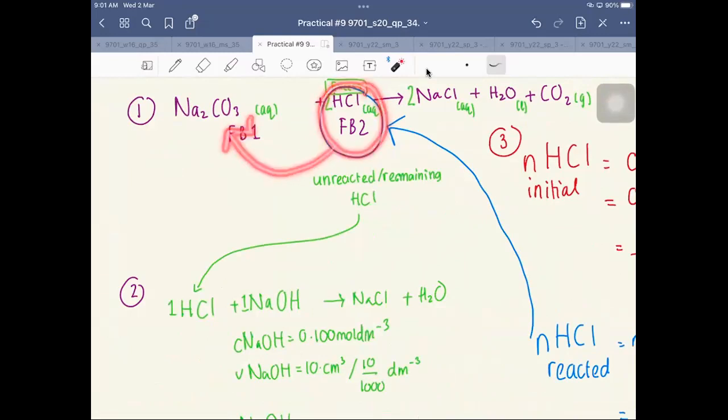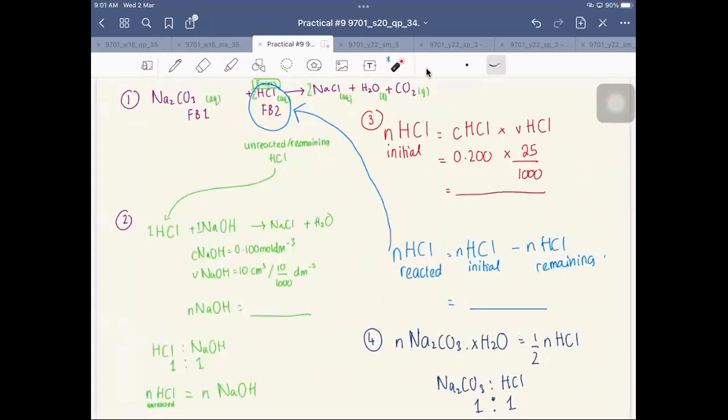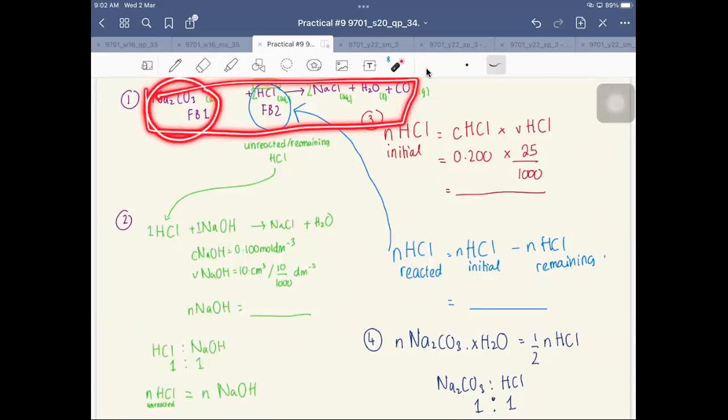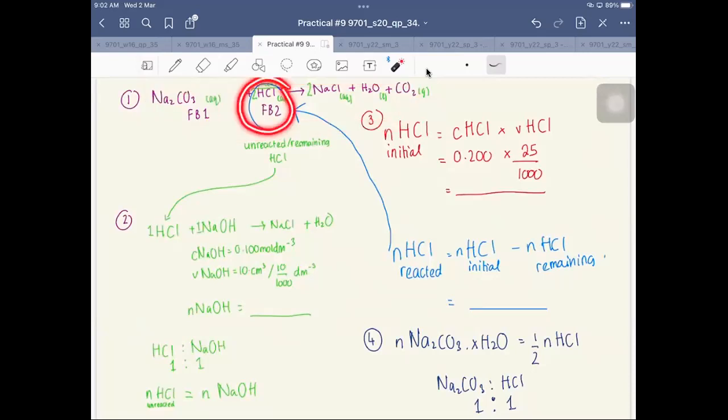Okay? So I will just zoom this out. If you follow my working, this is my first reaction. I started with some amount of sodium carbonate. I started with an excess, with a lot of HCl. Some of my HCl would have reacted with sodium carbonate. Some of them remains unreacted. To find how much is unreacted, actually I'm only interested in how much has reacted with sodium carbonate, but in order to find that value, I need to know how much is left.